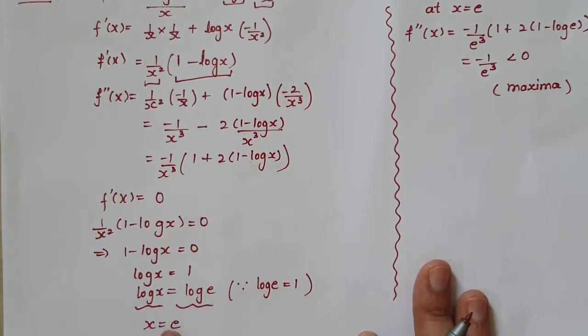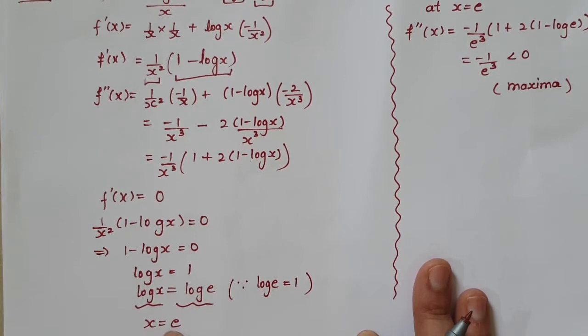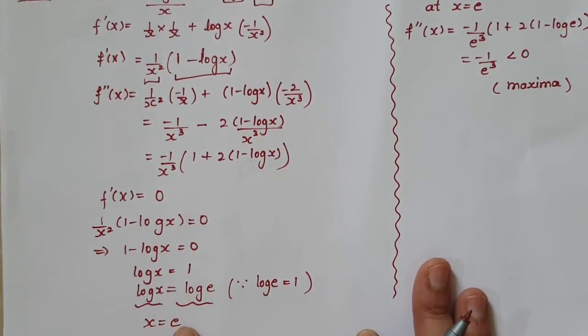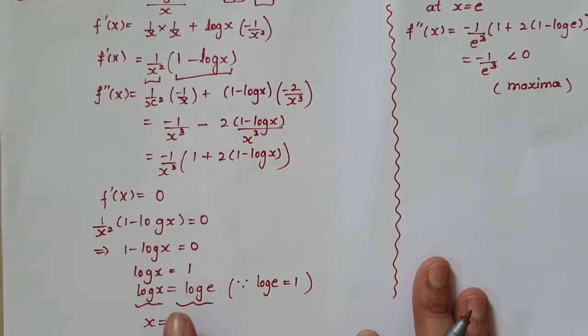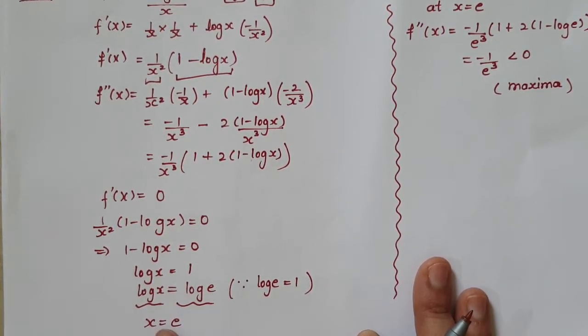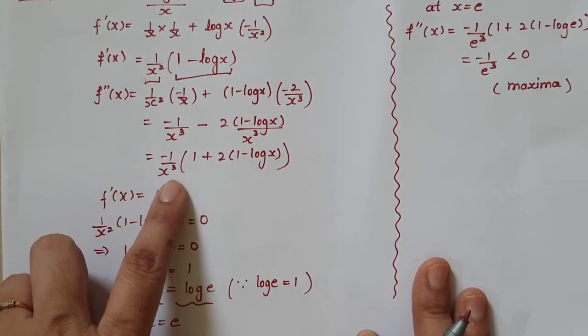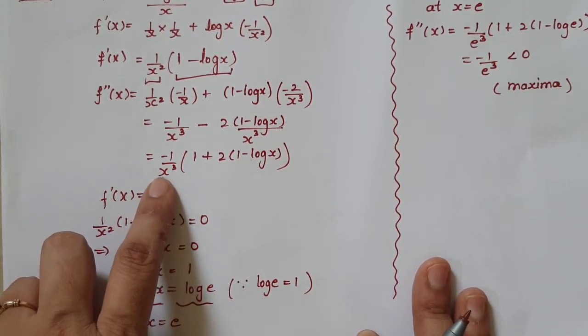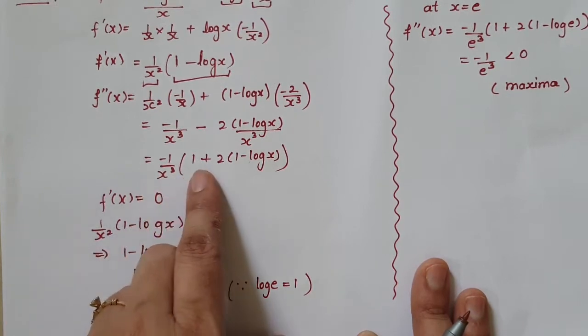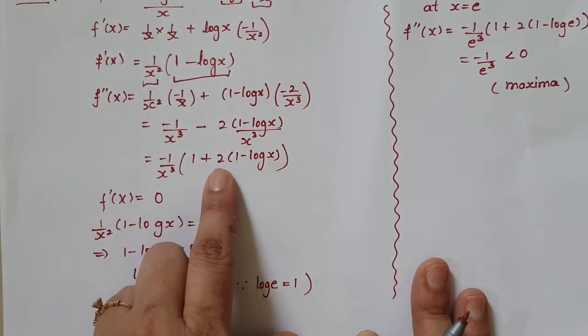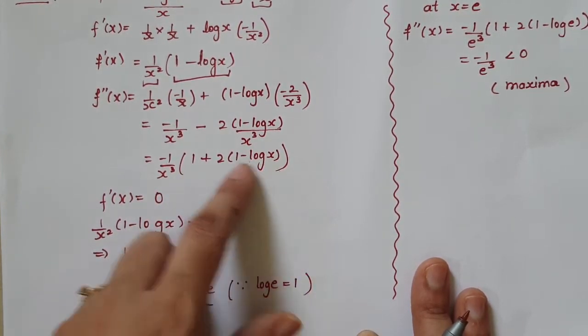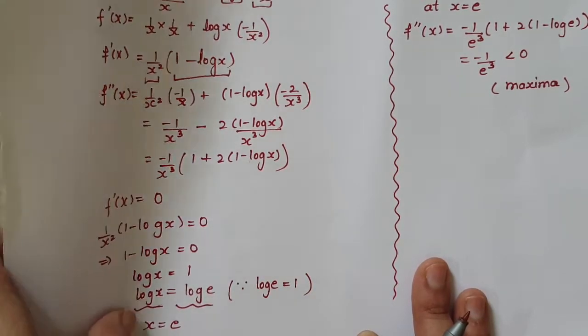Now what will be the maximum value? If you want to check whether it is maximum or minimum, what we are going to do is put x equal to e in our second order derivative. So let us put it here. So x cube will give you e to the power 3, into (1 plus 2 into (1 minus log of e)). This is what we are going to get.